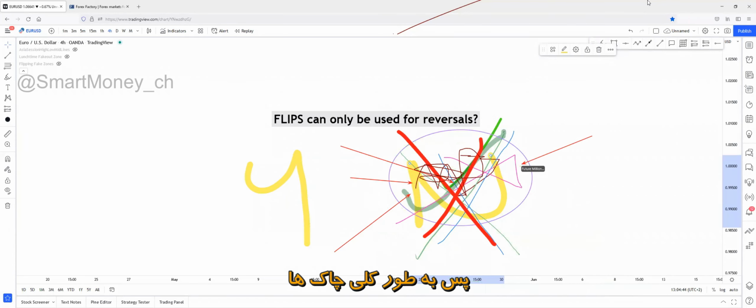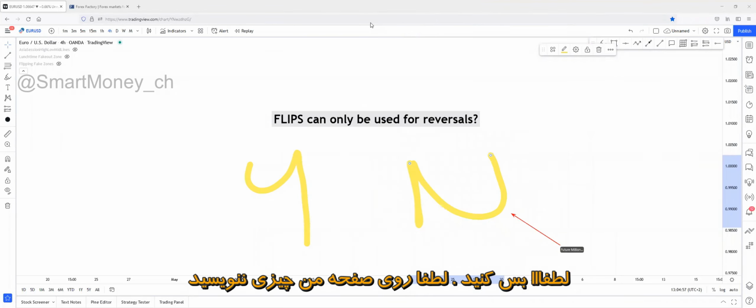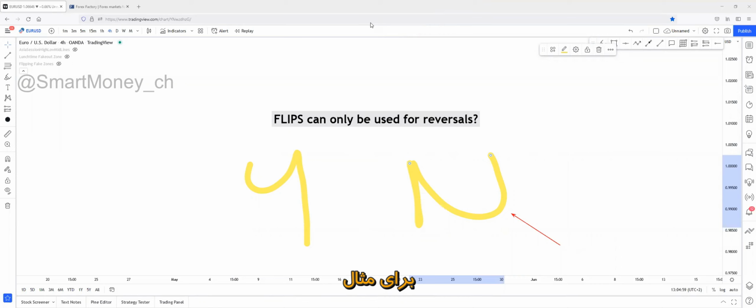So basically, change of characters are reversal patterns, and we can use these change of character patterns for reversals. Let me just remove the drawings because it annoys me. So change of characters can mainly, please stop drawing on my screen, so change of characters can mainly be used for reversals. For example, when a higher time frame supply or demand is being tapped, a 15-minute or 5-minute supply is being tapped, then you wait for a change of character, and that will be a reversal pattern.